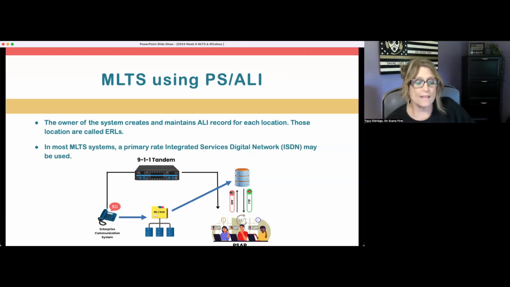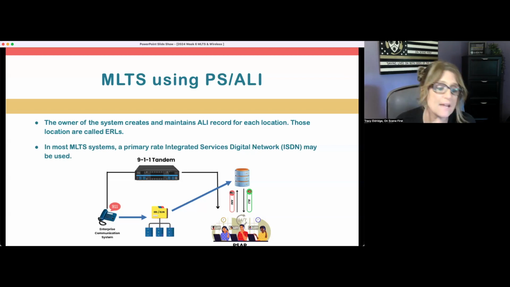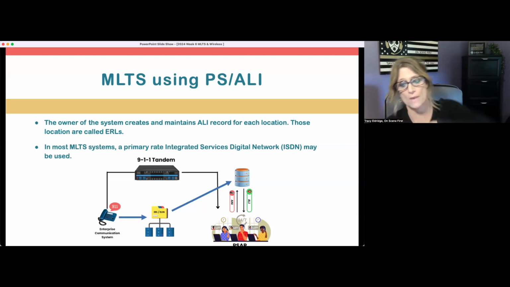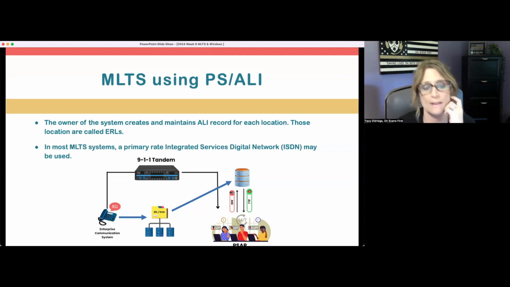So the ELIN is the magic number. It's the magic passcode that's going to open the door, that's going to allow that location to jump in that little ALI database and wait for the query for that information to come back.